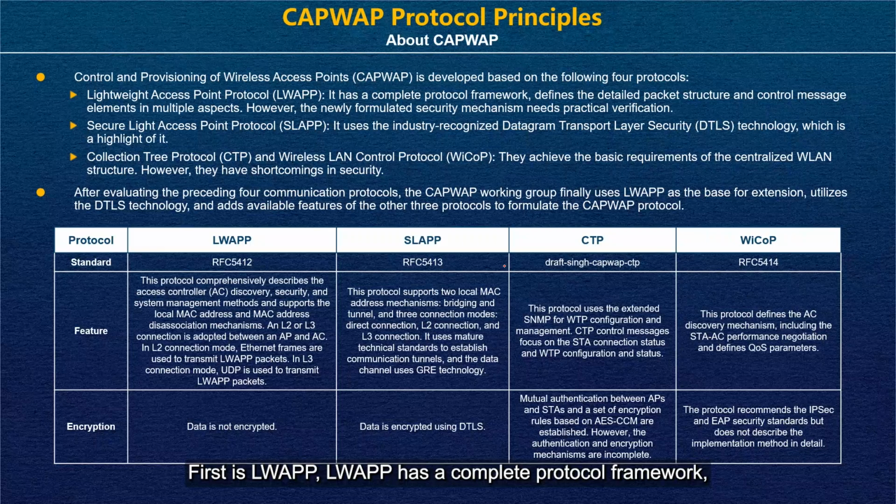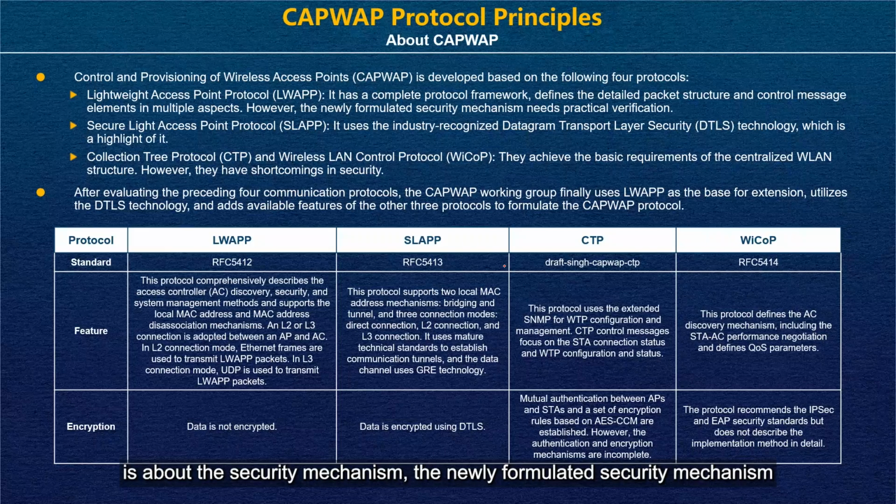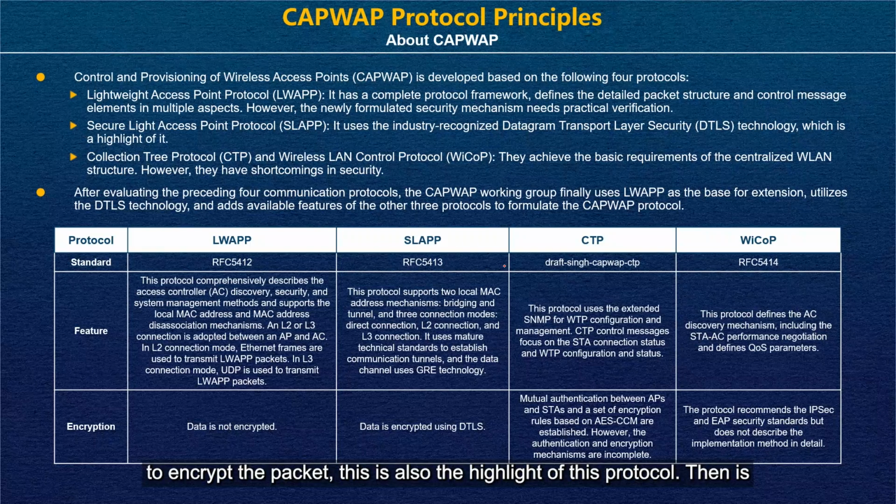First is LWAPP. LWAPP has a complete protocol framework. It defines detailed packet structure and control message elements in multiple aspects. However, the weakness of this protocol is the security mechanism. The newly formulated security mechanism needs partial verification. And next is SLAPP. It uses DTLS technology to encrypt the packets. This is also the highlight of this protocol.